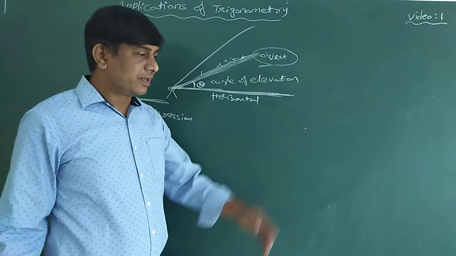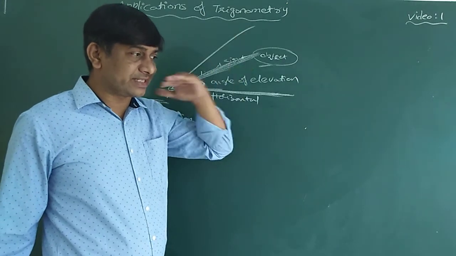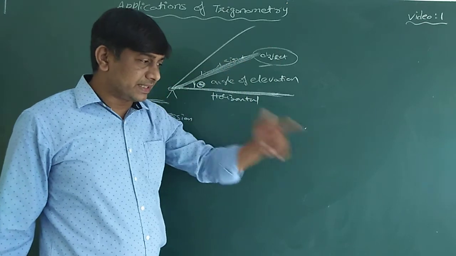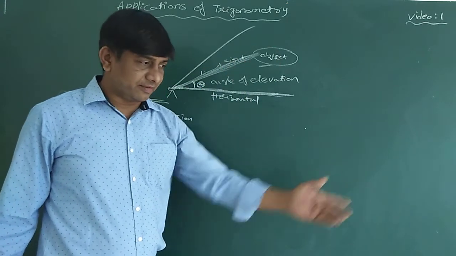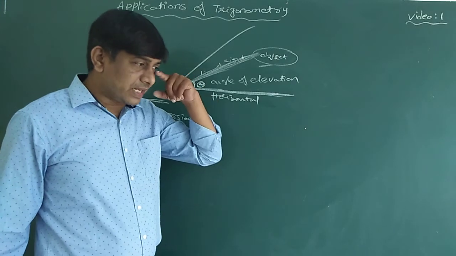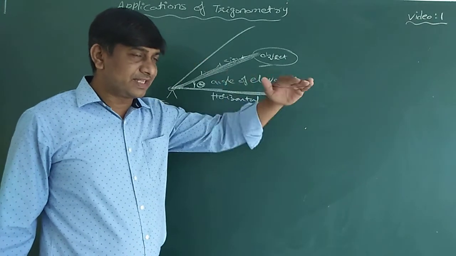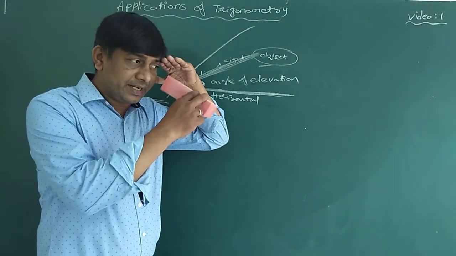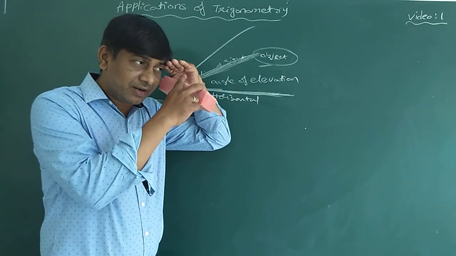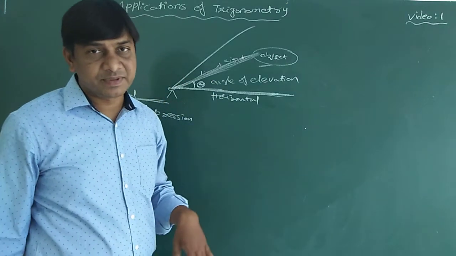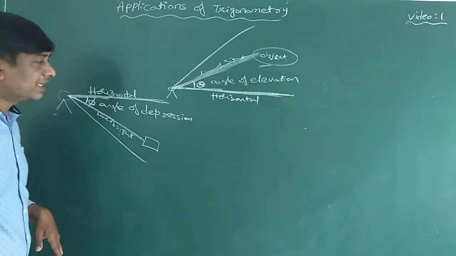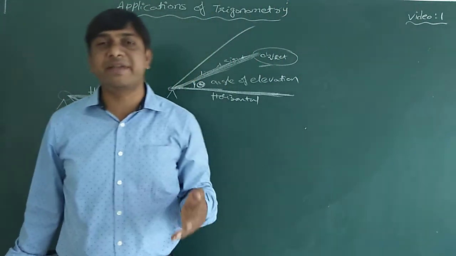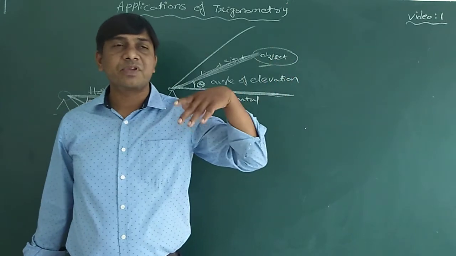Here I stood, and from my eye many rays pass. One ray is parallel to the ground, another is on the object down below. So this line of sight is below the horizontal line, and the angle between the horizontal line and this line of sight is called the angle of depression. Generally, the angle of depression forms at the top, in the air, while you are observing.